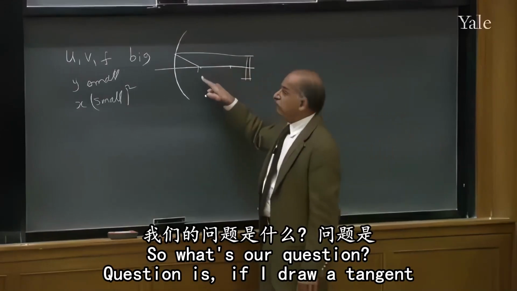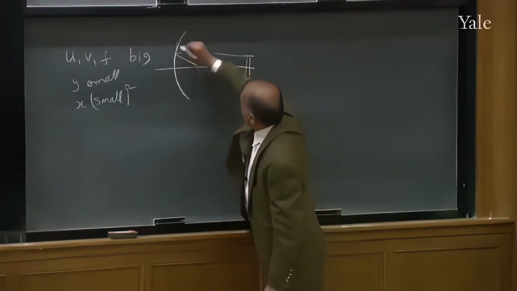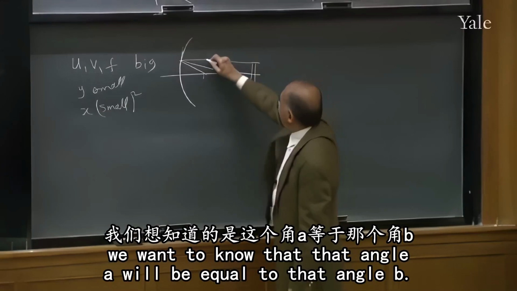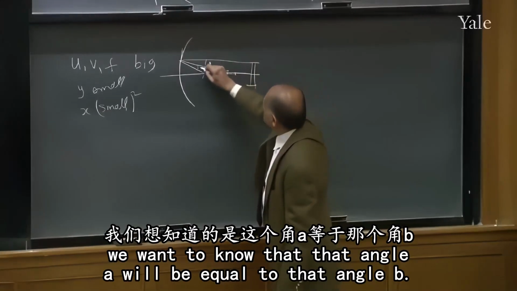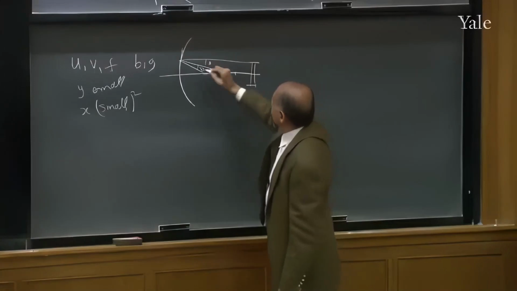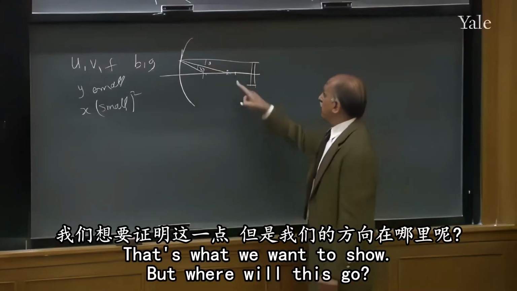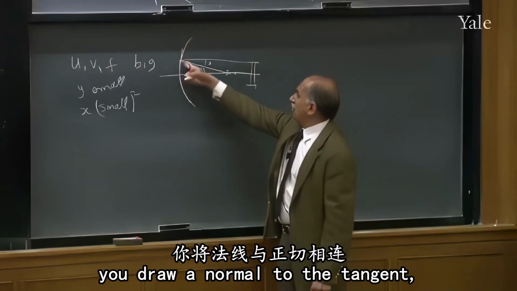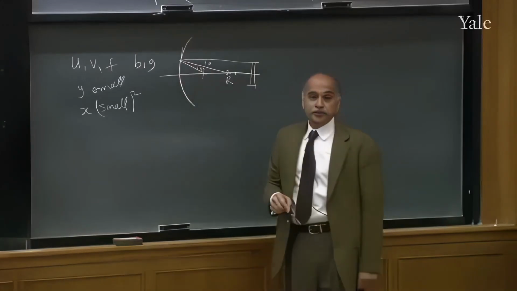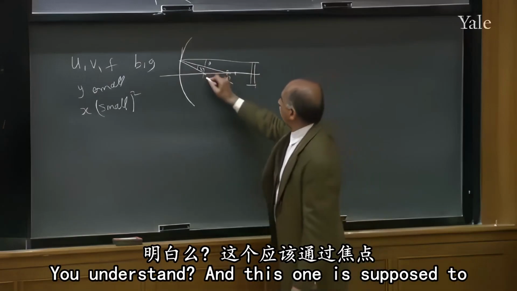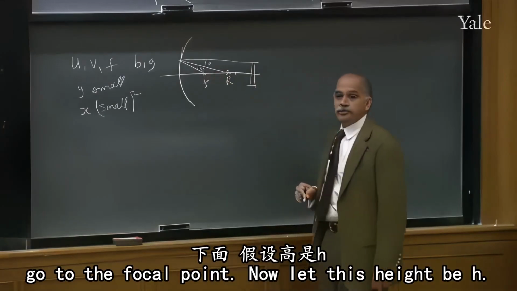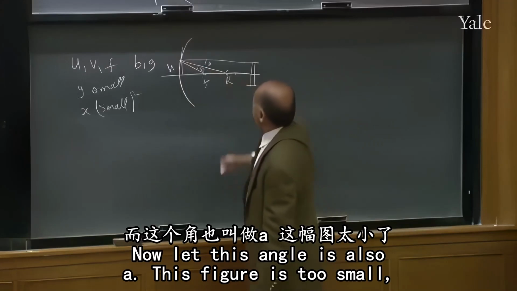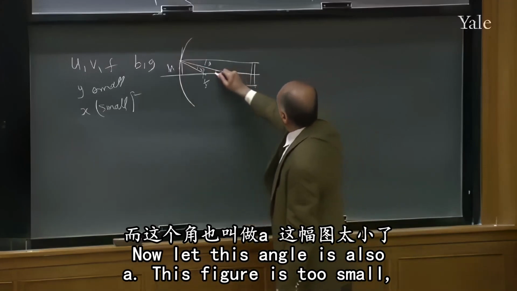So what's our question? If I draw a tangent to that graph and draw the normal to that tangent, we want to know that angle A will be equal to that angle B. That's what we want to show. But where will this go? If it's a spherical mirror, you draw a normal to the tangent, it'll go to the center of the sphere. You understand? And this one is supposed to go to the focal point. Now let this height be h. Now this angle is also a.